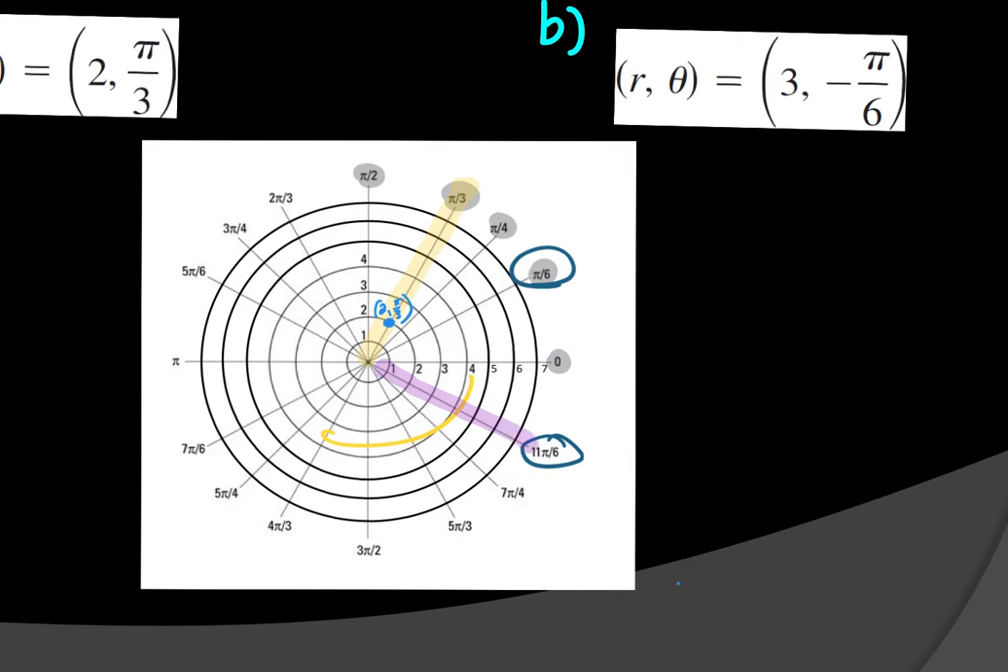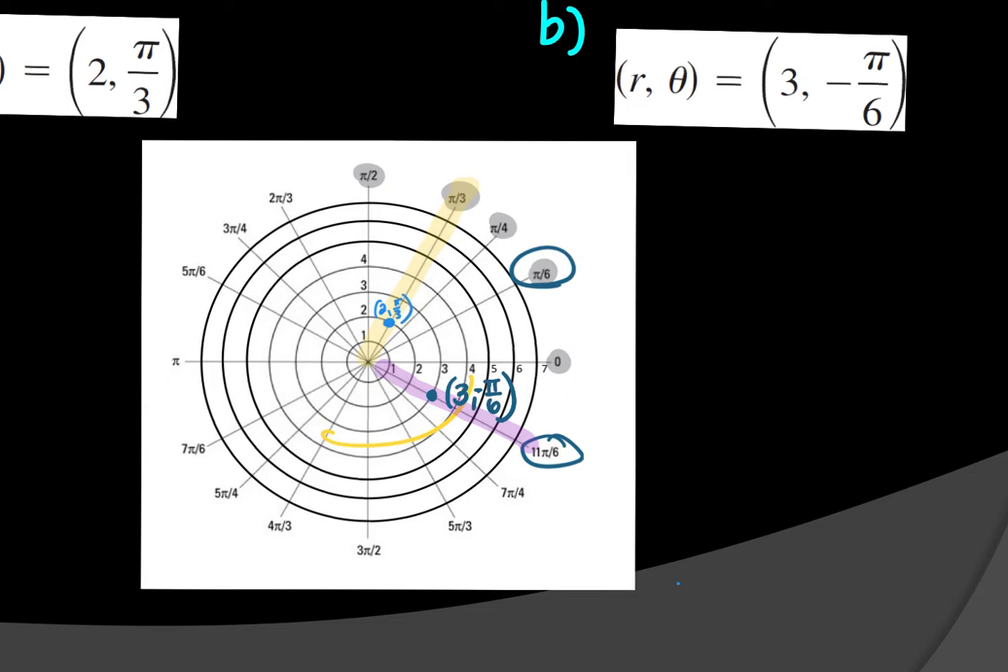And now my radius is 3, so I go to the third ring, and that would be 3, pi over 6. Wait, I thought it was 5 pi over 6. No, it's 11 pi over 6, because the theta is negative.